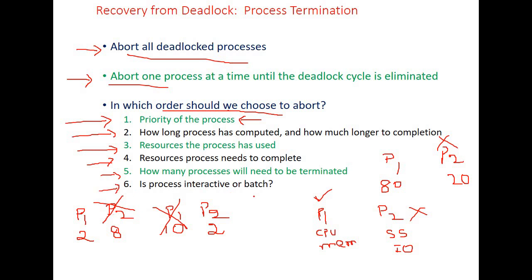Is the process interactive or batch? Interactive processes are interacting with other processes or with the end users. So interactive processes are assumed to be more precious than batch processes. Generally batch processes execute in the background. So if there are two processes, one interactive and another a batch process, then the choice is the batch process, and it will be terminated. In this way, the victim process is selected for eliminating the deadlock in the wait-for graph.